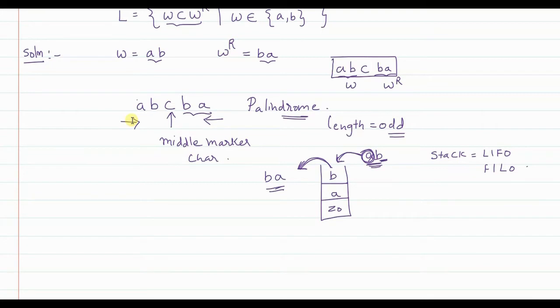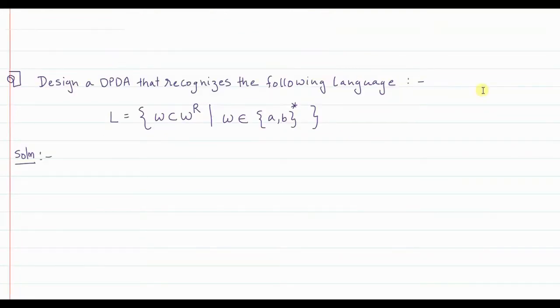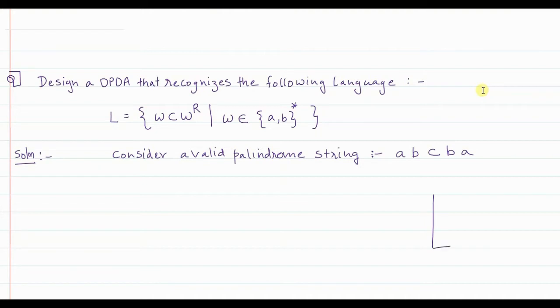Right? So we are going to take the help of this particular attribute of stack data structure. Having understood the strategy, what I will do is take a basic string. Consider a valid string. Now what logic am I going to use? The logic is very simple. Just see, initially your stack of the PDA will have only Z.